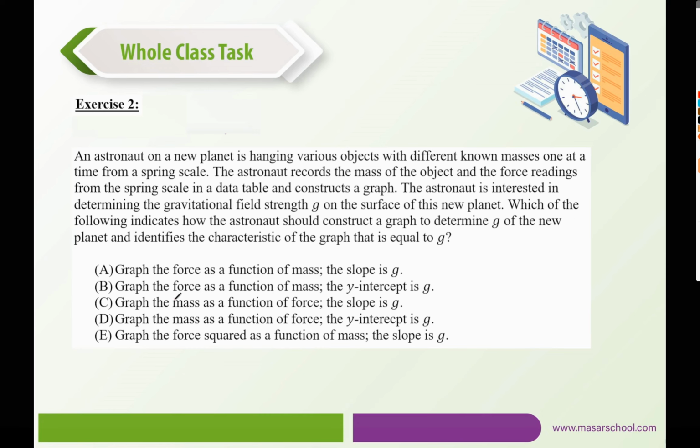Now we know that we should graph the force. We can directly eliminate some options, or possibly we can also graph the mass. So if we graph the force as a function of mass, the slope would be g. This is correct because we know that F is equal to mg. Now if we're doing Fg versus m, indeed the slope would be equal to g.